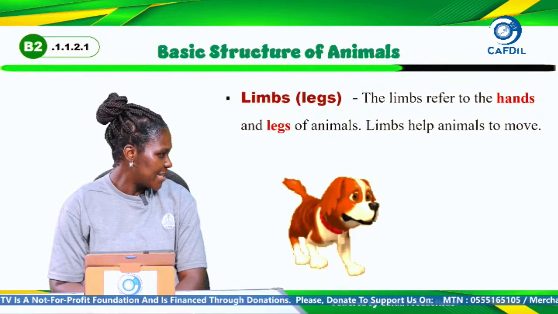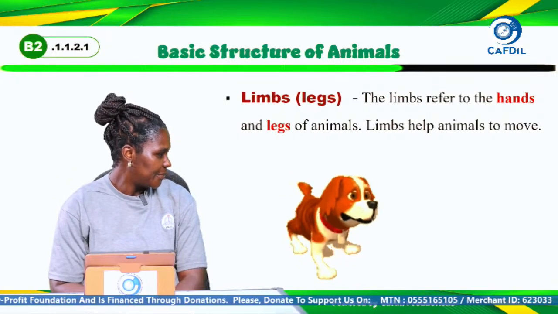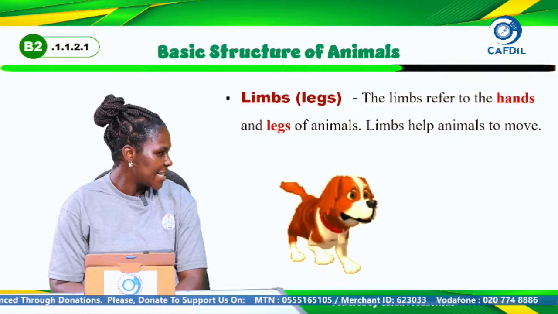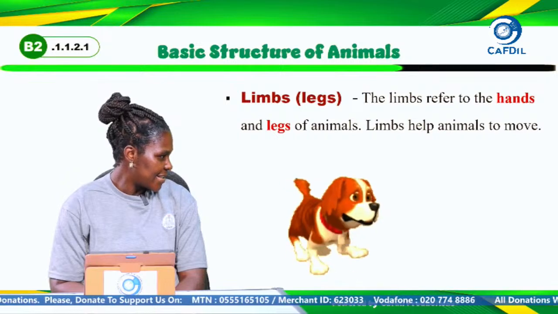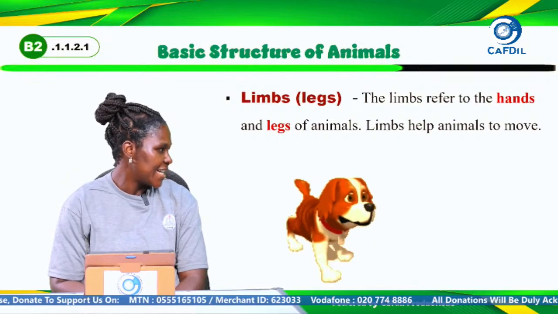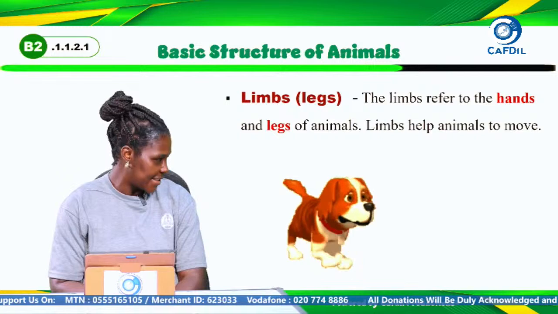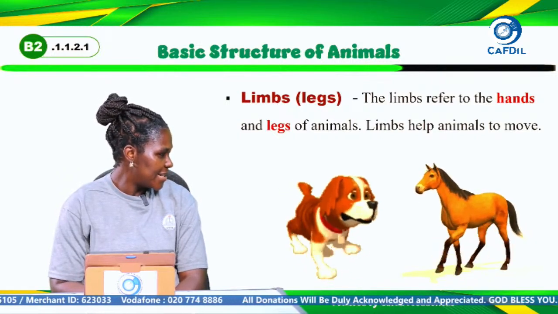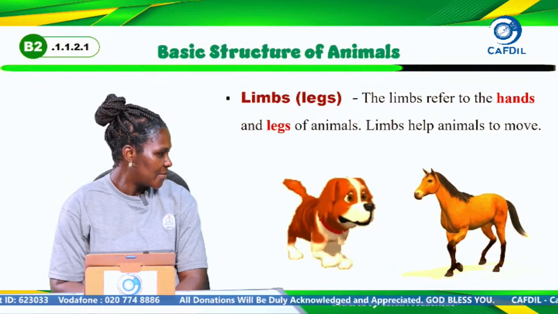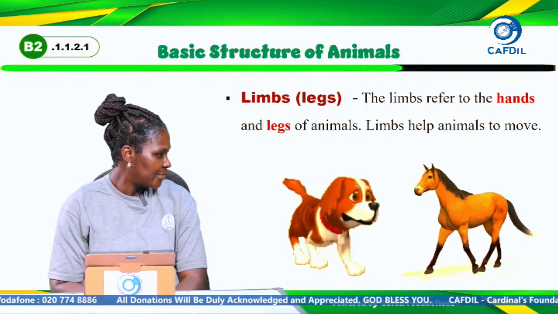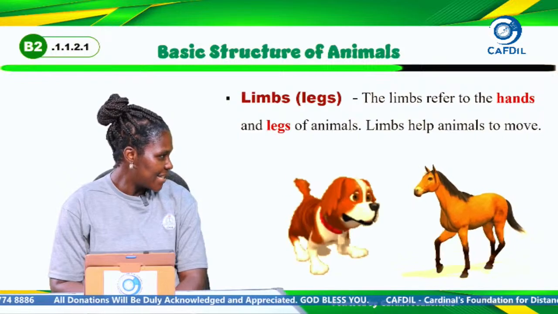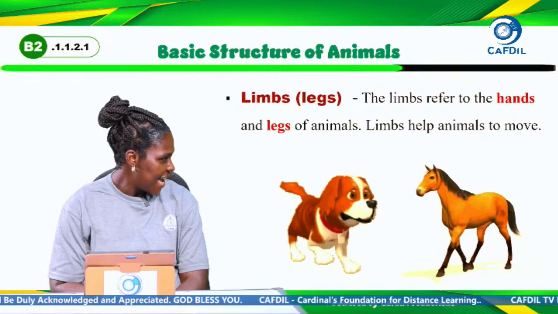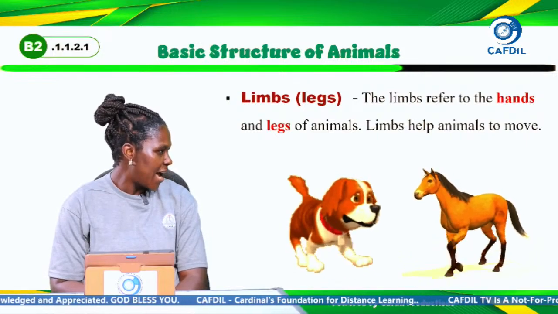So let's look at it. This is a dog. You have the forelimbs and then the hind limbs. And it is walking using the limbs. That is the legs. Good. Let's look at this one too. Have you seen it? The limbs refer to the hands and the legs of animals.